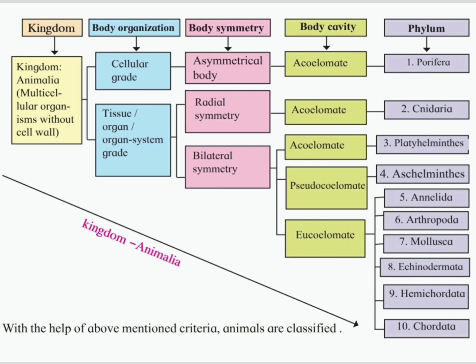So with this, dear students, we come to the end of today's lecture. From the next lecture onwards, we will be studying each of these phyla. There are 10 phyla that we will be studying. In this chart you see all those 10 names which are given under each other in those purple color boxes. So we will be studying in detail about each of these 10 phyla.